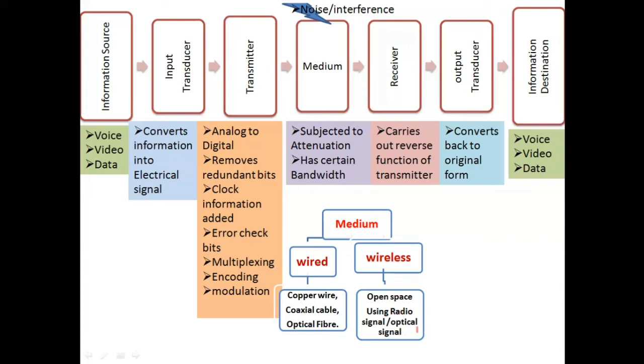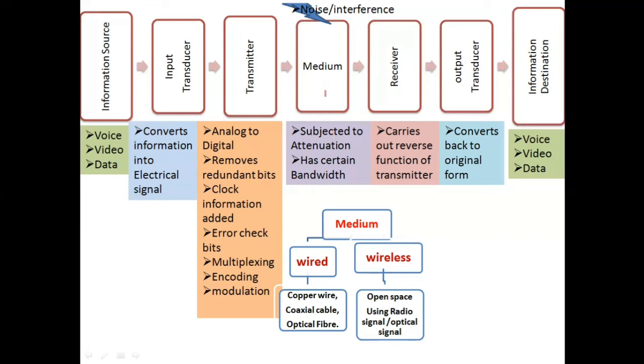either in the form of radio signal or optical signal. Usually, if we are transmitting an optical signal through open space, it is referred to as FSO, free space optics. And the radio signal, of course, presently we are making use of for all our communication systems, through the open space after modulation.